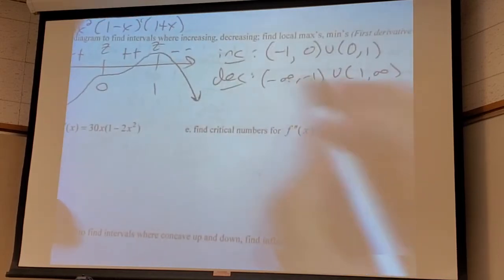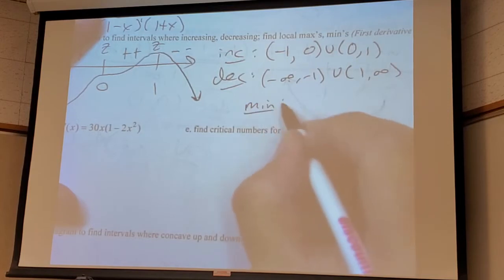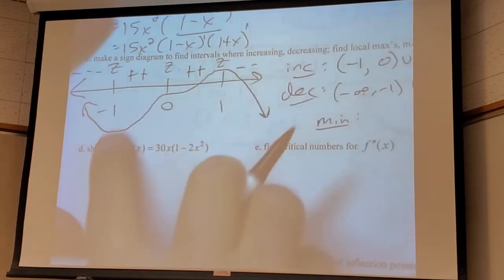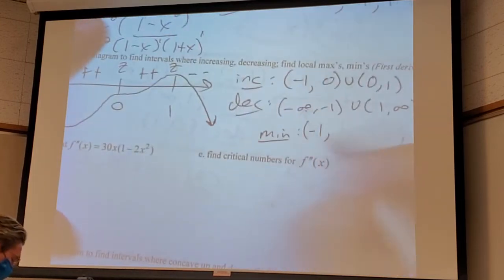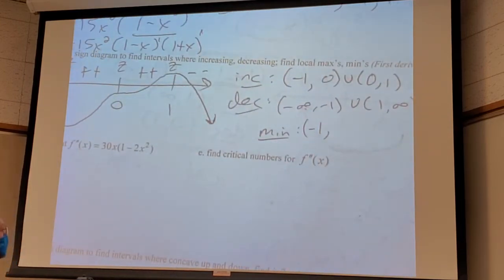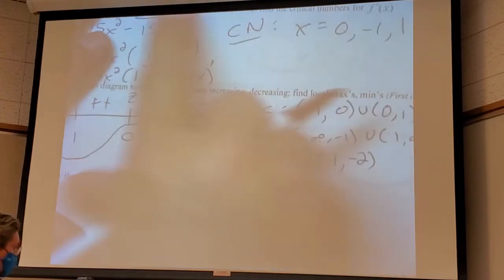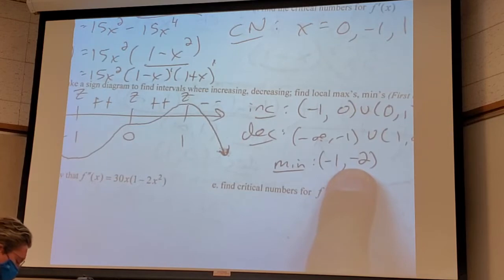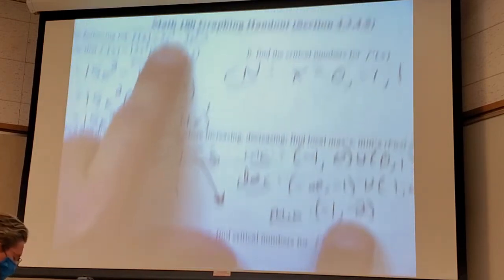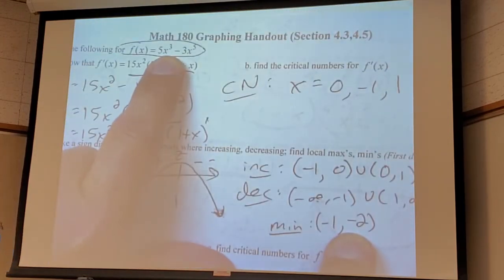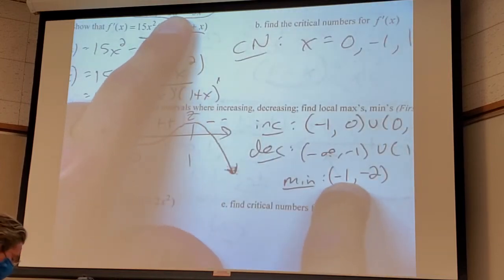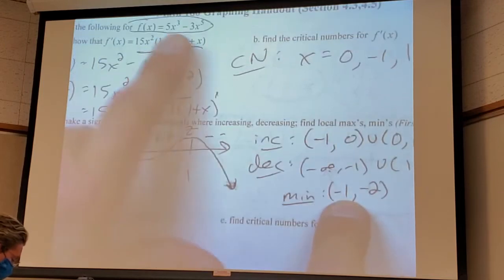How many minimums are there? One. There's one min, and it's at what point? Negative 1, negative 2. I love it. Just plug in negative 1 now. Again, I'm trying to figure out a point that my function goes through. I have to use f. If I plug negative 1 into the derivative, I'm going to get 0. That doesn't really tell me anything. I need to know where the function is, correct?